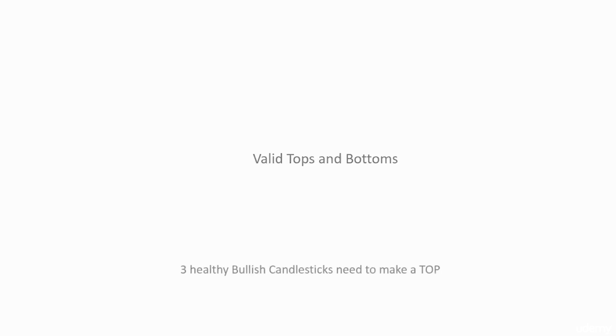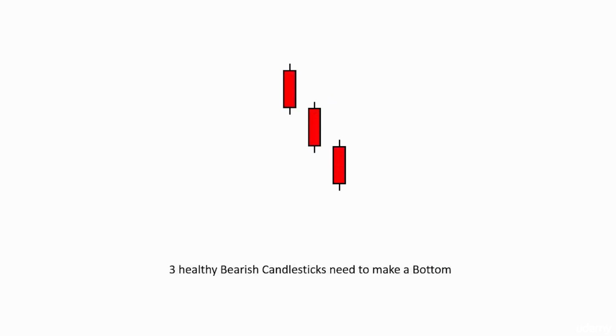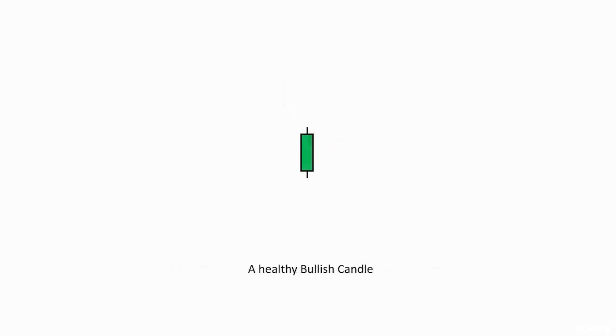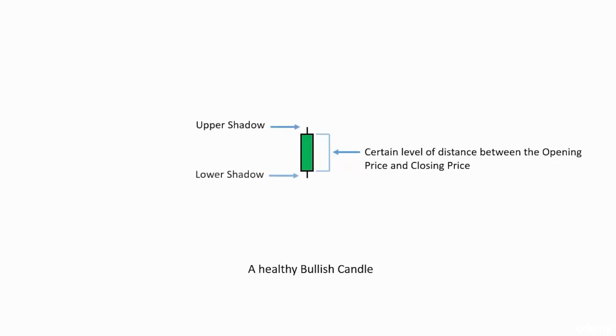The answer is, to be considered a valid top, at least 3 healthy bullish candles should appear from the bottom of a price action chart. In the same way, at least 3 bearish candles should appear in a price action chart to be called a valid bottom. By healthy candle, I mean the opening and closing price of a candle should have a significant level of price gap. That means candle bodies should be greater than the shadows or wicks of the candle in size. The same thing is applicable for a bearish candle to consider it a healthy candlestick.